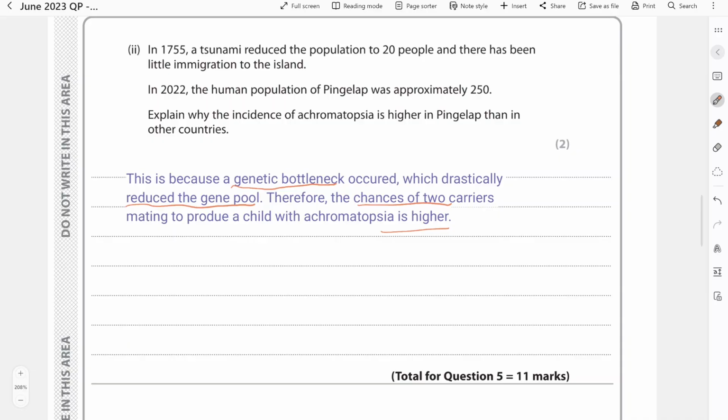Another thing you can also say is this population is isolated. So there are few new alleles that get introduced into that population. That's another point that you can also say.